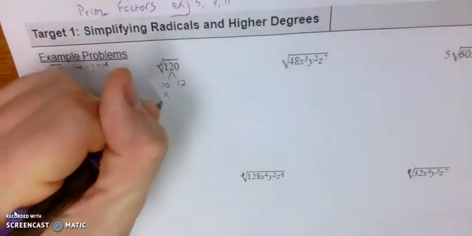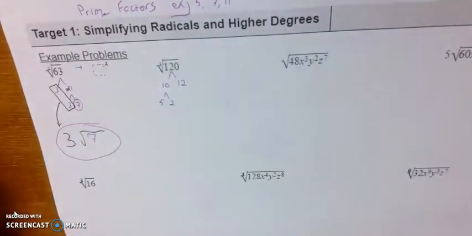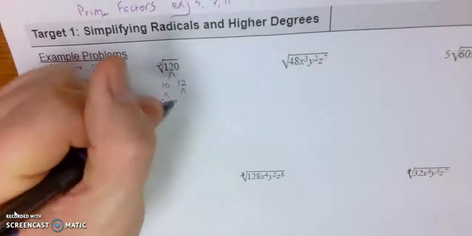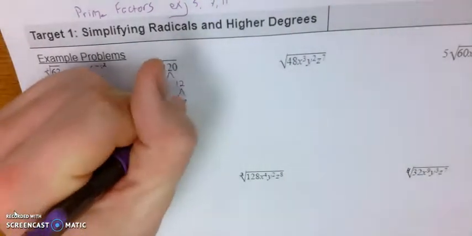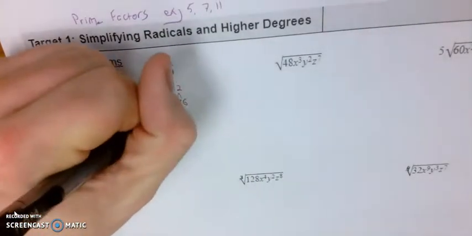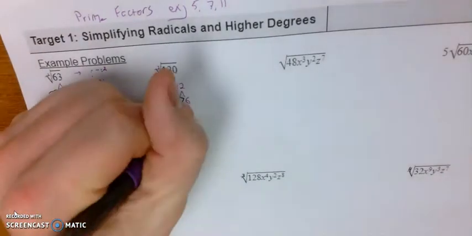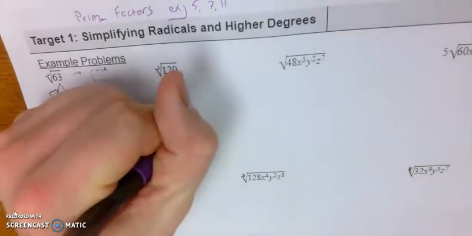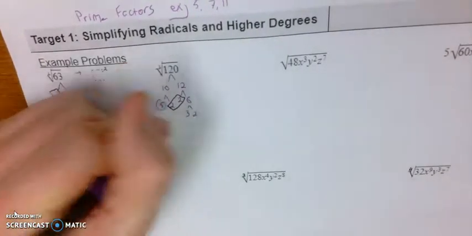10 can keep breaking down into a 5 and a 2, and those are both prime, so I can't really go any further. 12 can break down. I can do a 3 and a 4, a 2 and a 6. I'm going to do a 2 and a 6 because that's going to say we've got a pair right here. Awesome. I can keep breaking down the 6, though. That would be a 3 and a 2. And I can't really go any further on those.